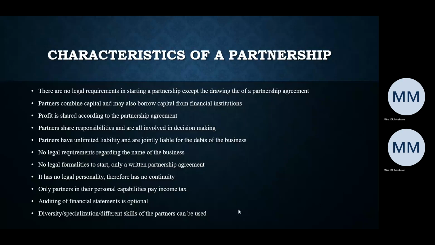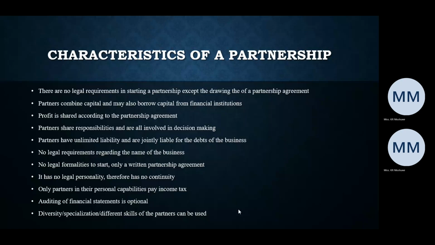It has no legal personality, therefore has no continuity. So if you and your friend decide to start a partnership and one friend decides to leave, it's no longer a partnership because there's only one partner left. So your company automatically needs to shut down, or you can go now and start your own different company alone. But because you don't have a partner anymore, your partnership cannot continue.